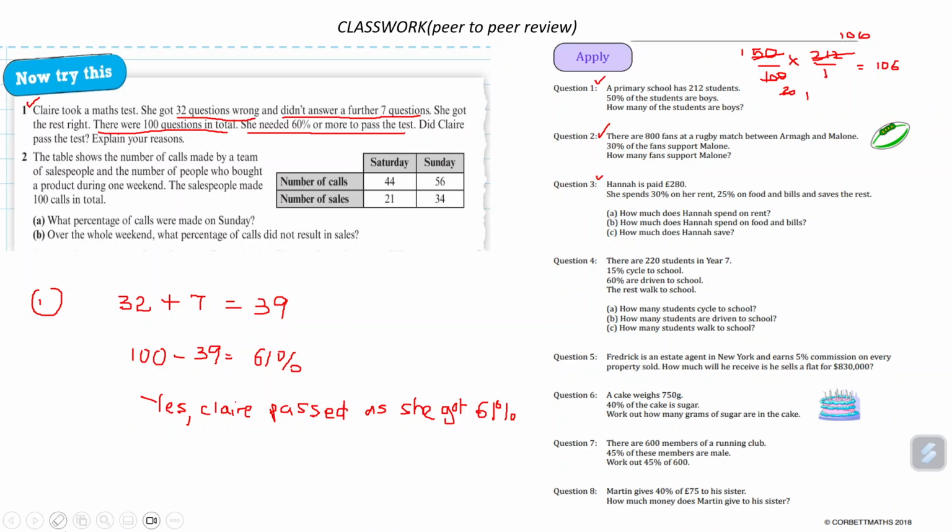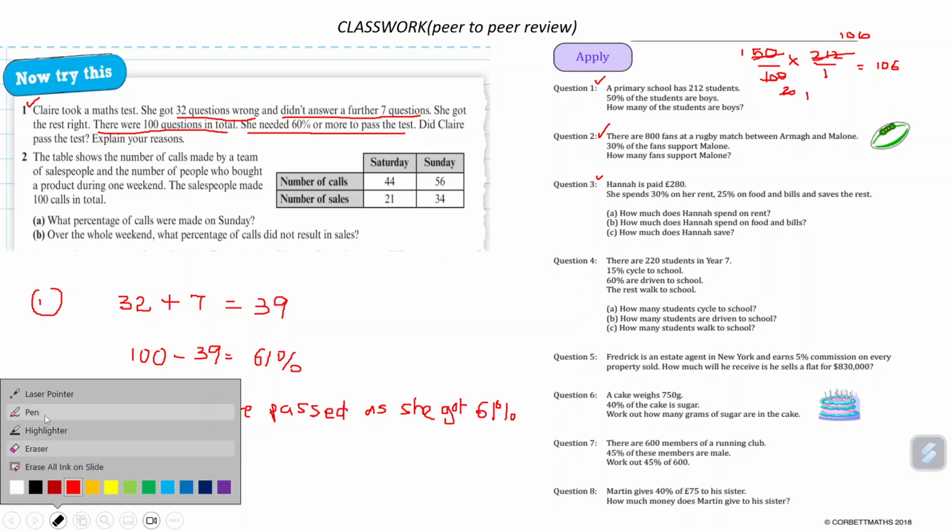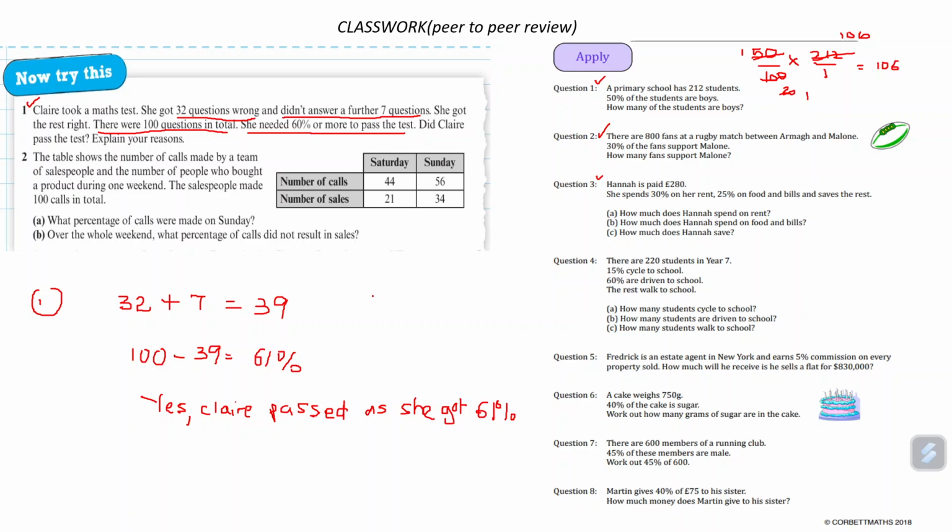So the number of boys in the school is 106. Now let's look at the next question. We are told there are 800 fans at the rugby match between Ahmad and Malone. 30% of the fans support Malone. How many fans support Malone?